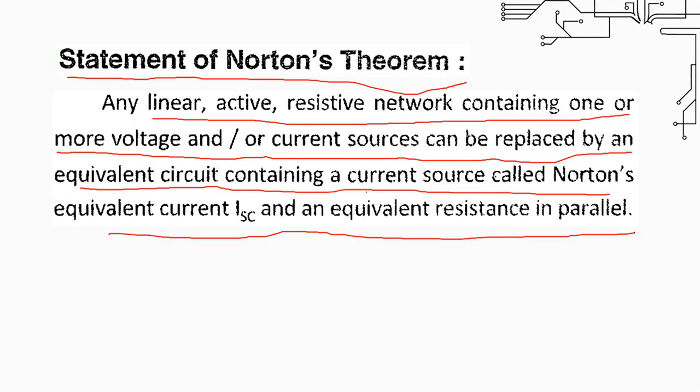So this is the statement of Norton's theorem. What is the statement? Any linear active resistive network containing one or more voltage sources and or current sources can be replaced by an equivalent circuit containing a current source, called Norton's equivalent current, and equivalent resistance in parallel. This is the statement of Norton's theorem.